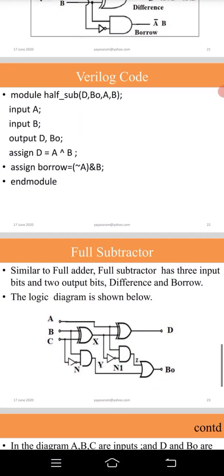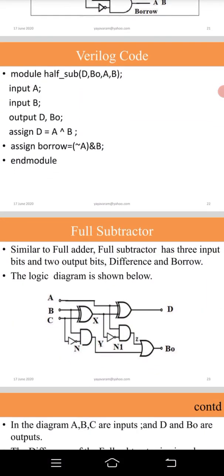Full subtractor. Similar to the full adder, a full subtractor has 3 input bits and 2 output bits, difference and borrow. The logic diagram is shown below. So we have A, B, C.